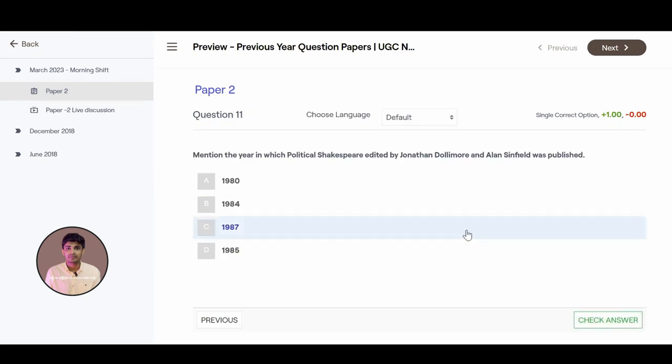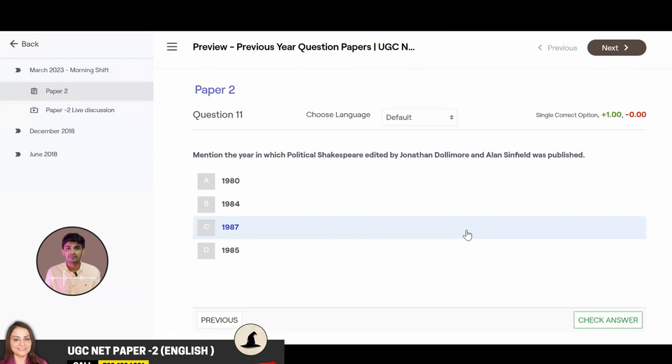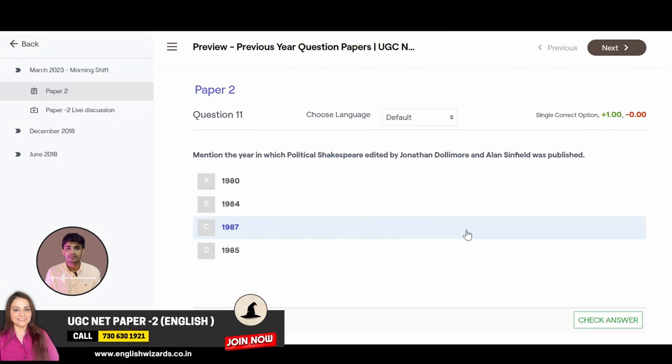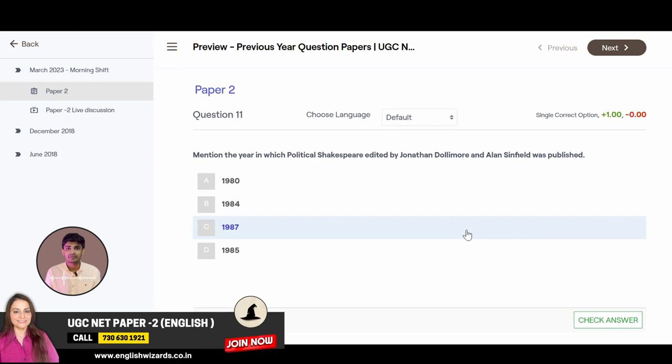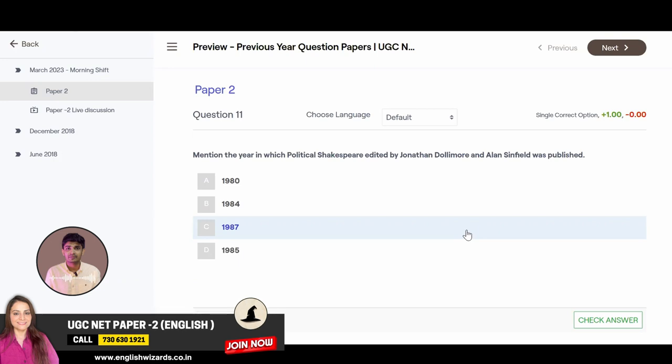Mention the year in which Political Shakespeare by Jonathan Dollimore and Alan Sinfield was published. These two people are probably two of the most important people as far as Shakespearean studies is concerned, living people. Jonathan Dollimore came to my home city, Thiruvananthapuram, 5 years ago, where I went and attended a lecture delivered by him. Good lecture. So Dollimore and Alan Sinfield are two significant Shakespearean studies scholars who wrote Political Shakespeare and, if I'm not wrong, works such as Radical Tragedy.